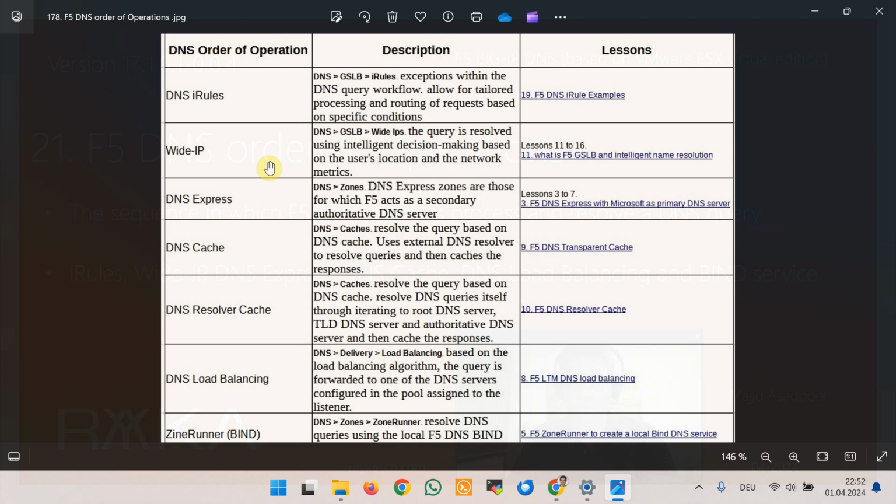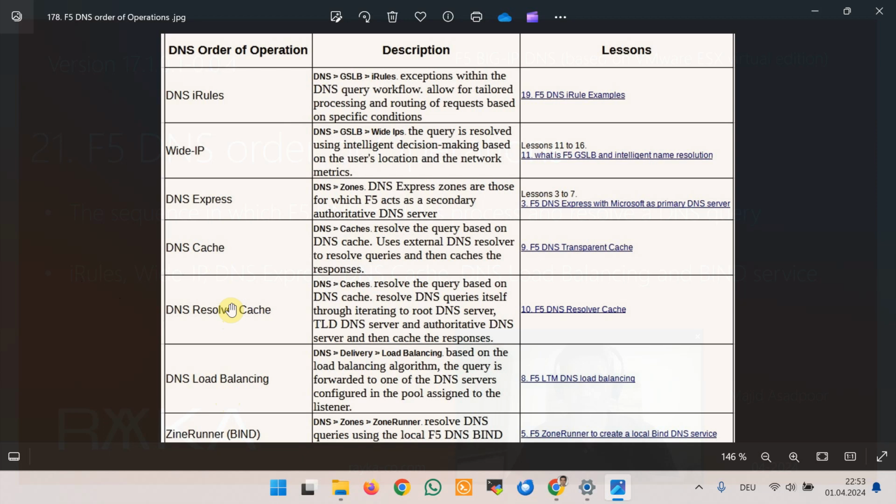When a DNS query with destination of DNS listener is received in F5 DNS system, there are several modules to resolve it. It can be intelligently resolved through wide IP. It can be accelerated using DNS Express or DNS cache or load balancing to a pool of DNS servers. It can be resolved recursively over external DNS servers or iteratively over root servers or even via a local BIND service.